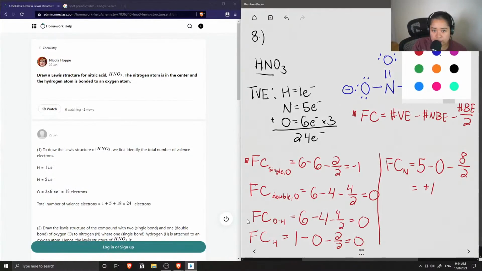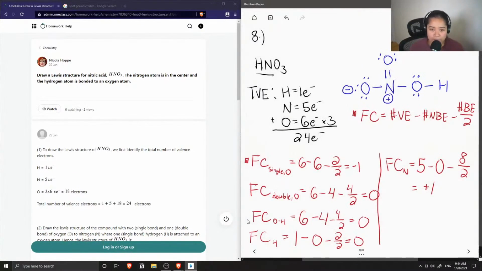So we know that the nitrogen will contain the positive charge. And typically we want the more electronegative atom to contain the negative charge. So in this case it's the oxygen. And the nitrogen is able to neutralize that charge as well to get our neutral compound.